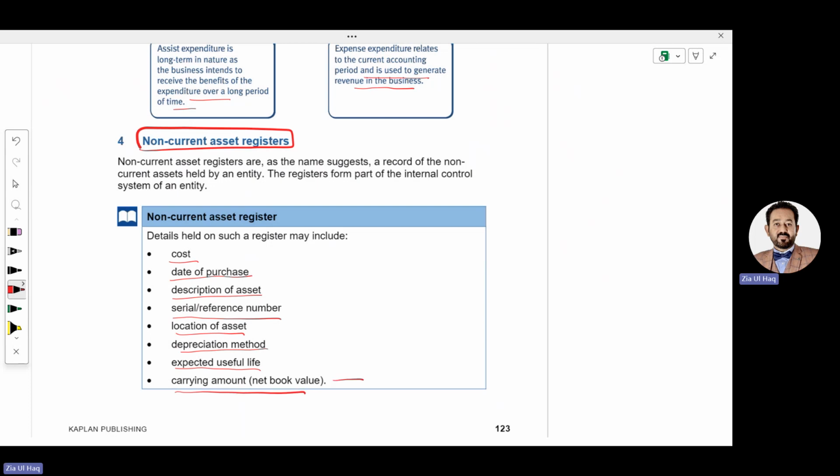What is net book value? Cost less accumulated depreciation is called carrying amount, also called carrying value or net book value. How to calculate carrying value or net book value? Cost less accumulated depreciation. And we state non-current assets in the balance sheet at net book value: cost less accumulated depreciation.